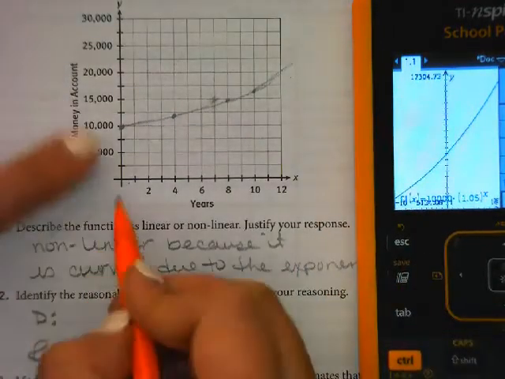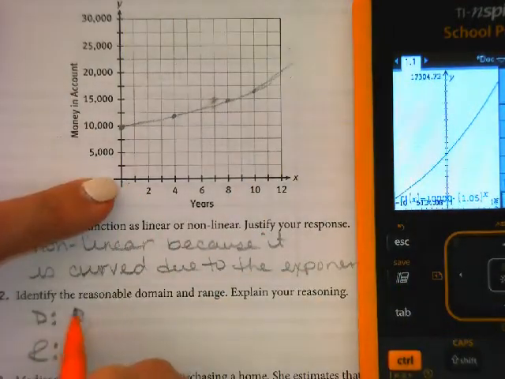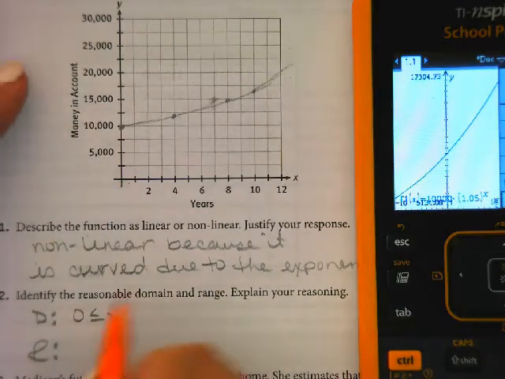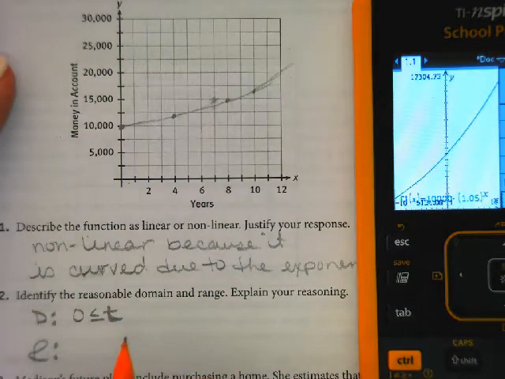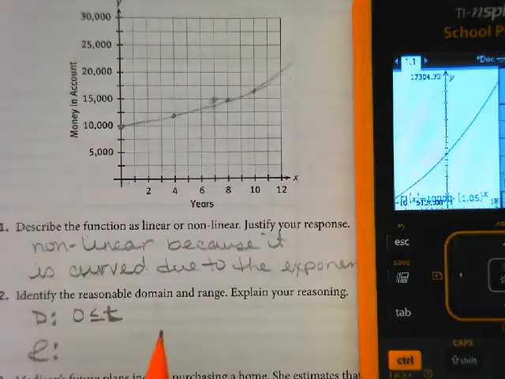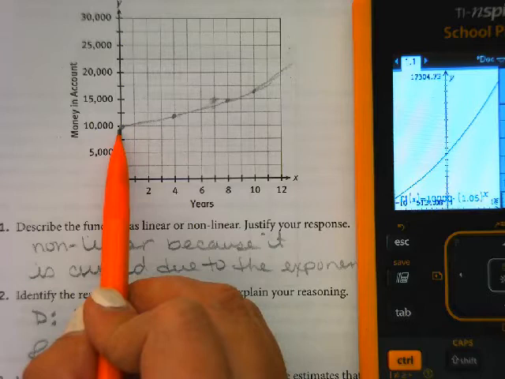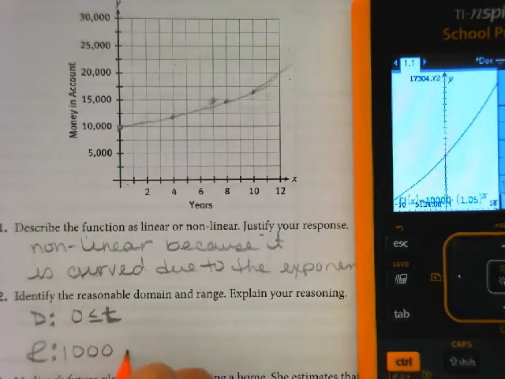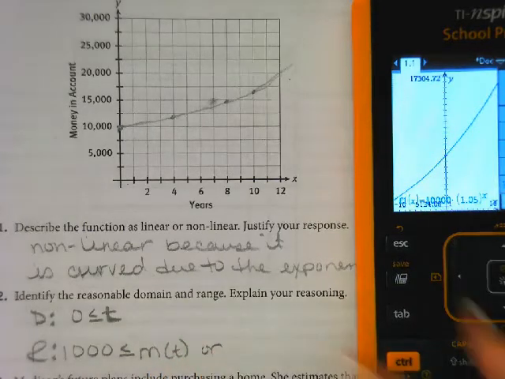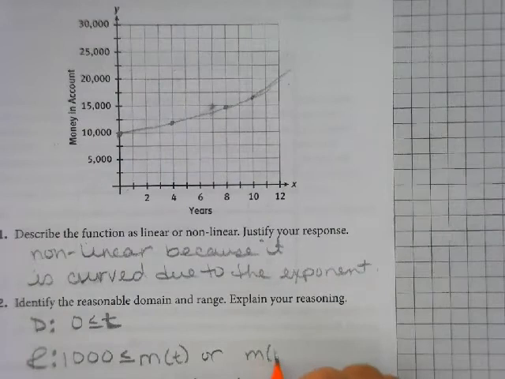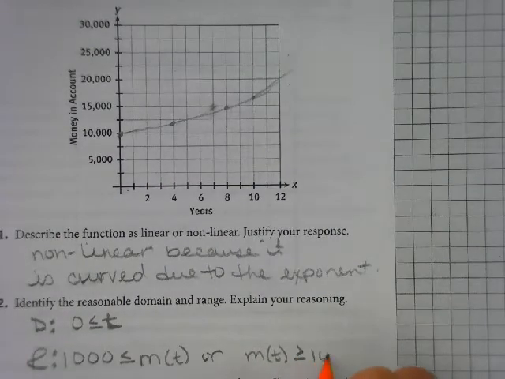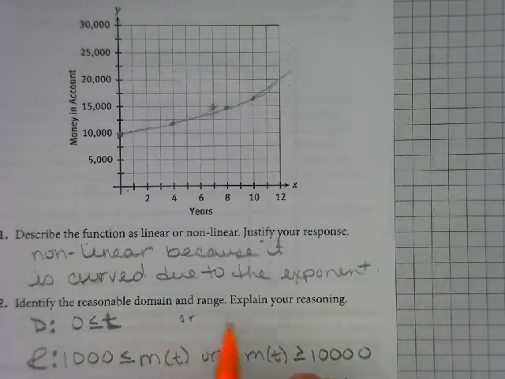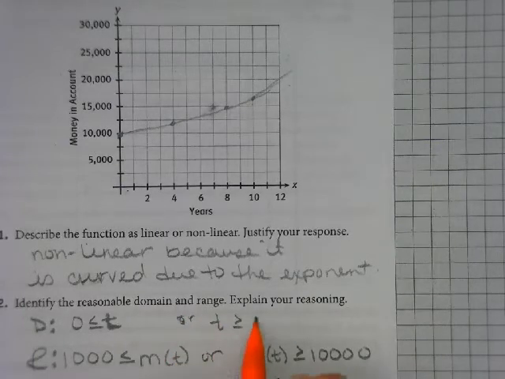What would be your domain? Domain is x is 0 to what? 0 is less than or equal to t. We're going to use t instead of x. Does it stop? Does it tell us when her year stopped? No. So we can leave it like that. What about your range? Where does it start? 10,000 is less than or equal to M of t, or like Ashaw just said, you can flip-flop it. M of t is greater than or equal to 10,000. You can also write this one the other way. t is greater than or equal to 0.